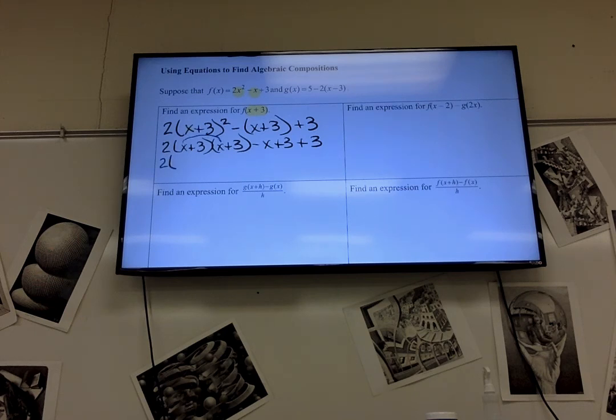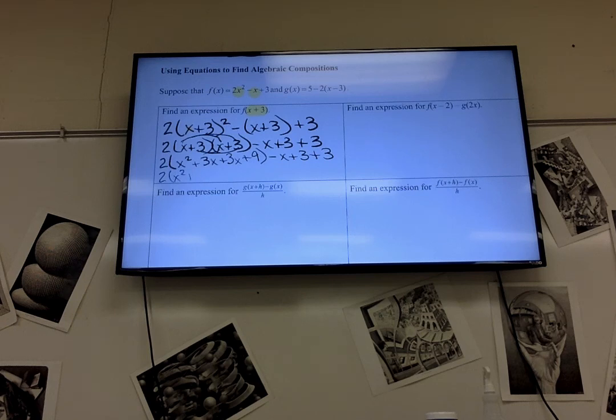So x times x is x squared. Then x times 3 is 3x. Then 3 times x is 3x. And then 3 times 3 is 9. Now, I hear some of you with the shortcut, which is fantastic. I'm going to review the shortcut here in a second. I'm going to combine the 3x's together.